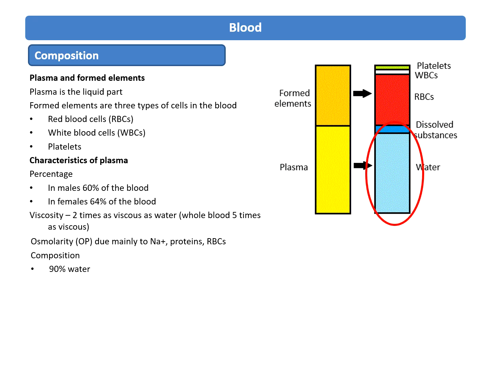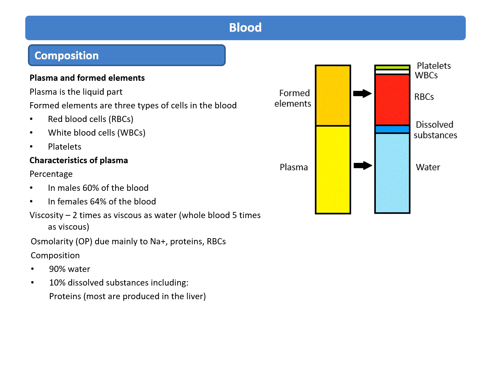Composition of plasma. It's 90% water, 10% dissolved substances. These include proteins, most of which are produced in the liver, gases, electrolytes, and molecules.